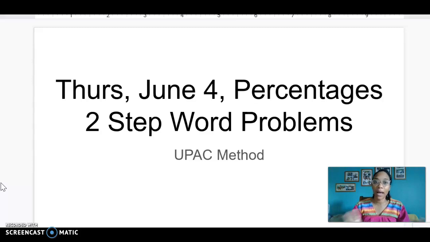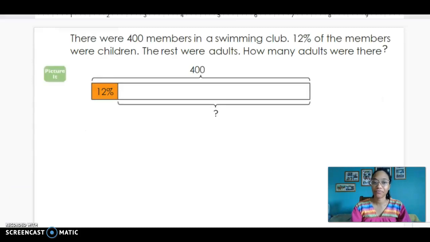It does you absolutely no good to flash look at a problem and start multiplying out of nowhere. We really need to understand what we know and what we don't know before we can take action. So let's get started. For the first few problems, I'm really going to delineate how we're using the UPAC method. But as you notice the pattern, I will have that move along and get a little shorter.